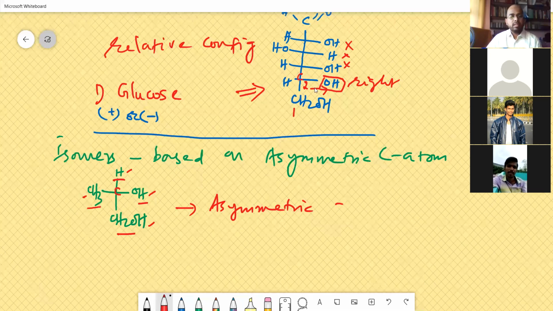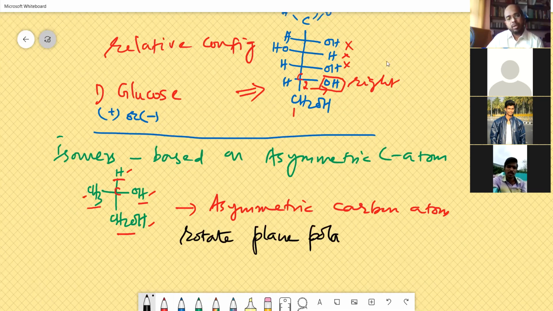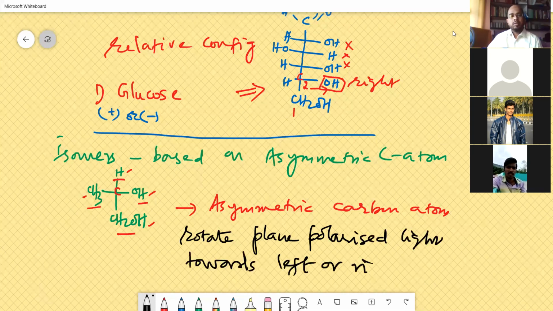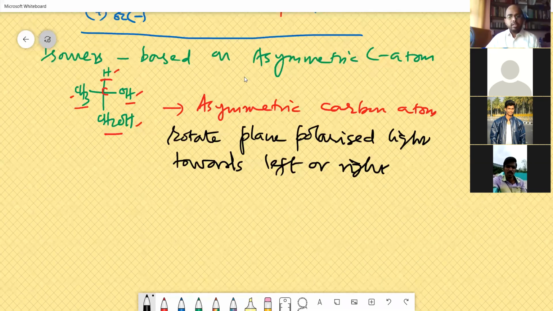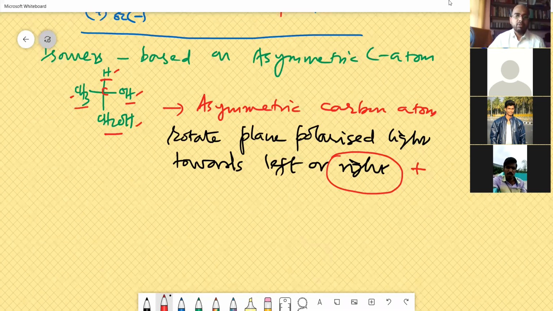What it will do is rotate plane polarized light towards left or right. If it is rotated to the right, then it is given as plus symbol. If it is rotated to the left, then it is given as minus. Okay, just let me throw some light on what the plane polarized light is.